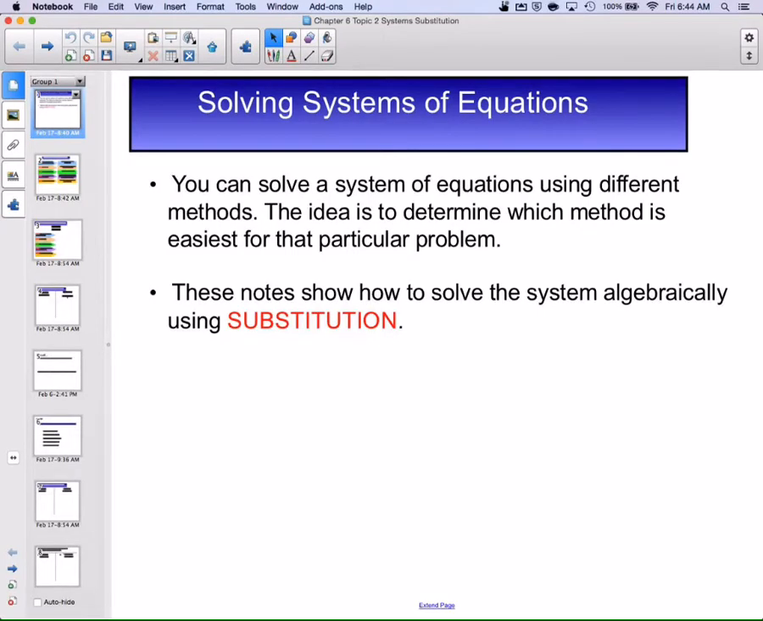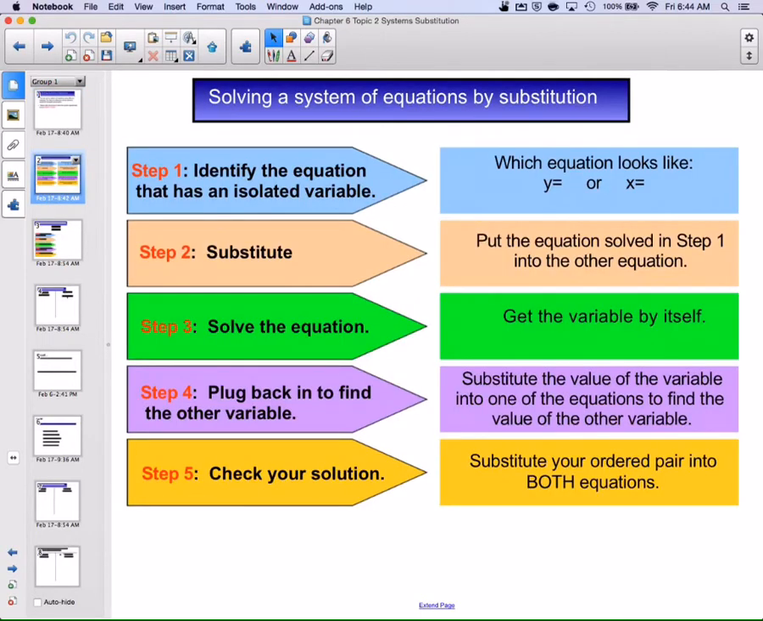Okay, for the second topic, we're going to be looking at one of the other ways to solve systems of equations. You can solve systems of equations using different methods. Eventually, what you're going to end up doing is determining what the easiest method is for you to solve the problem. In this one, we can solve systems by using what's called substitution. Okay, so here we go. It's kind of a multi-step process, but it's really not too bad.